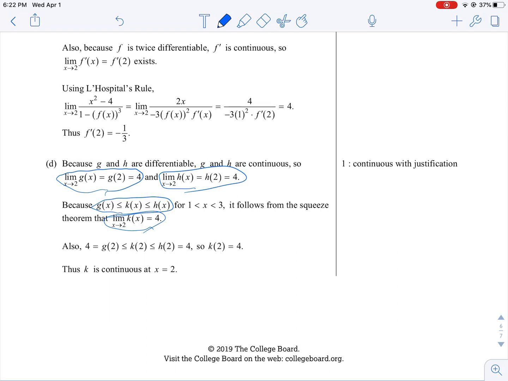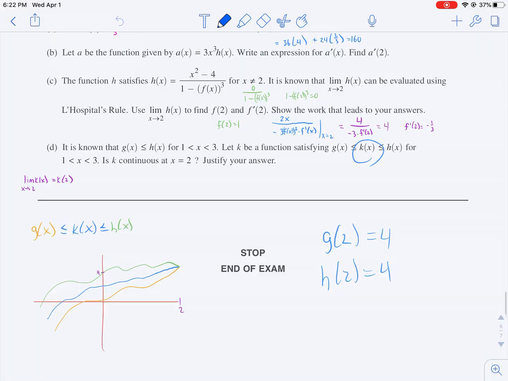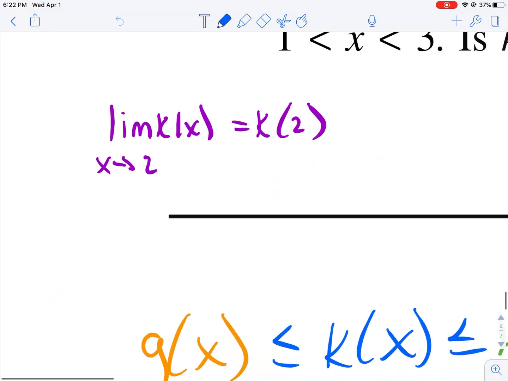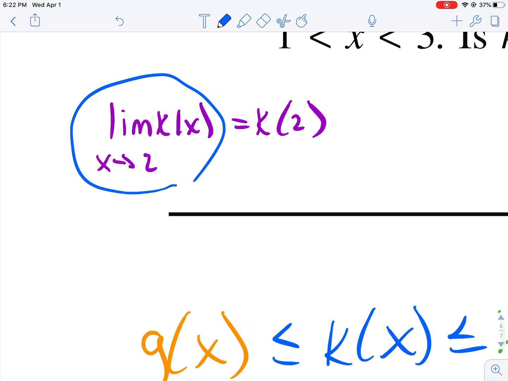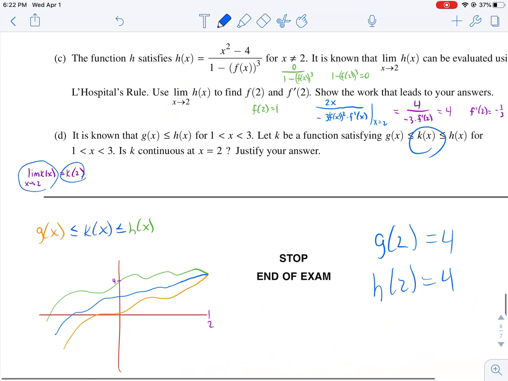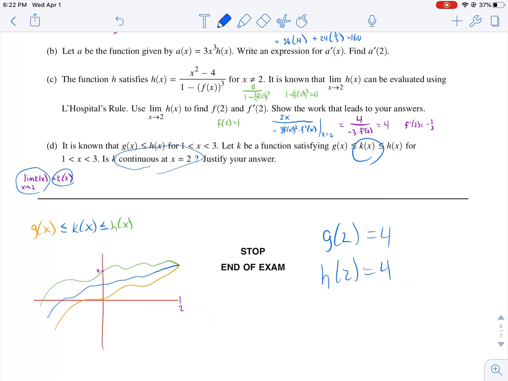So we've shown that the limit of k is 4. And then, since k is always between those two and they both equal 4, it's between them or equal to it. So if they both equal 4, then k of 2 must equal 4. So what we've shown is we found the limit to be 4, because it has to be because of sandwich theorem or squeeze theorem. And we showed k of 2 is also equal to 4. Therefore, that is the definition of k being continuous at x equals 2. So the answer is yes. And that concludes our video.